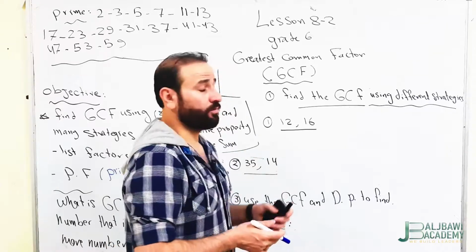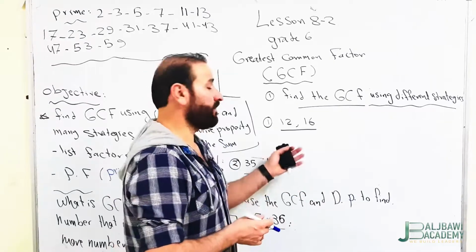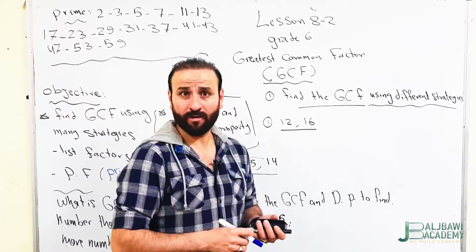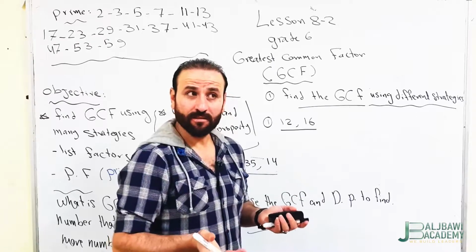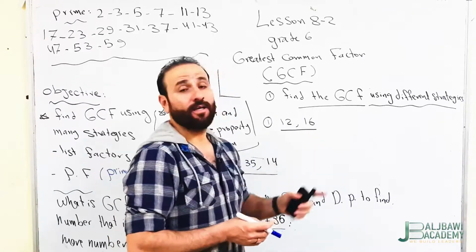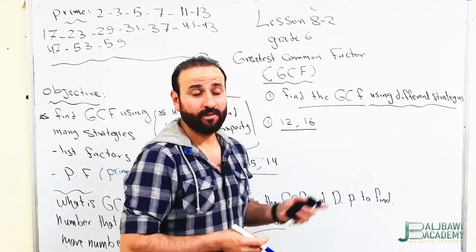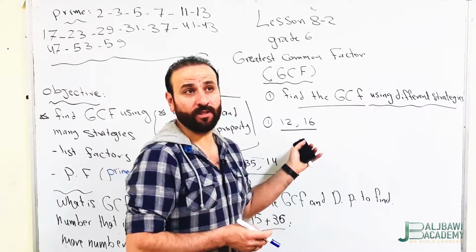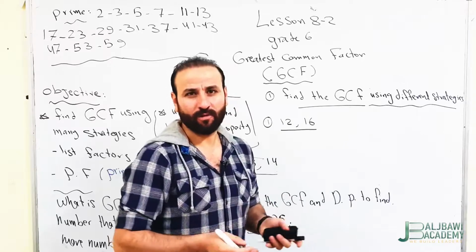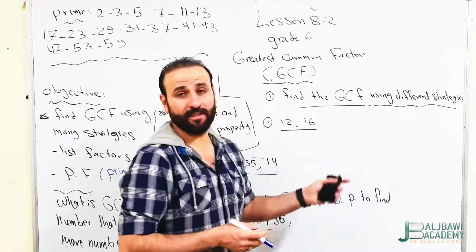For example, the first two numbers, 12 and 16. They are both even numbers. Do they have other common factors other than 2? I'm thinking mentally now. 4. 6 is a factor of 12, but is it a factor of 16? No. 8 is a factor of 16, but it's not a factor of 12. 12 is a factor of itself, but it's not a factor of 16. So I think it is 4. But let me use listing factors because they are easy numbers.